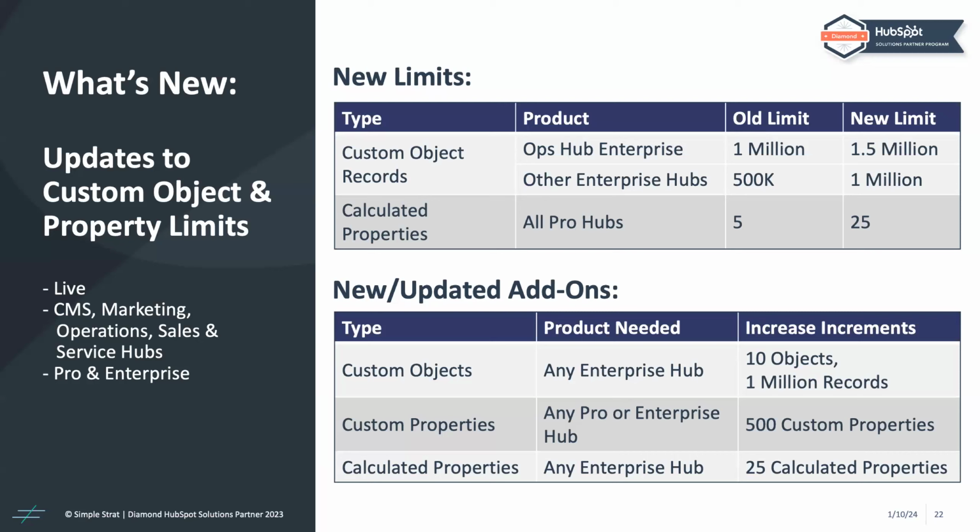And then for calculated properties, you do have to have Enterprise or higher, but if you do, you can add 25 calculated properties at a time. The one I'm really excited about, like I said, is the addition of more calculated properties for Professional. If you're already using calculated properties, you already know how powerful they are. We find that this is a pretty underutilized tool at the Professional level, and it's not one we talk about a lot just because you can only do 5.